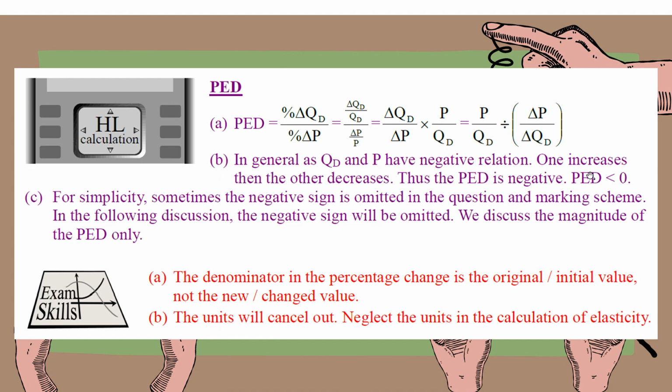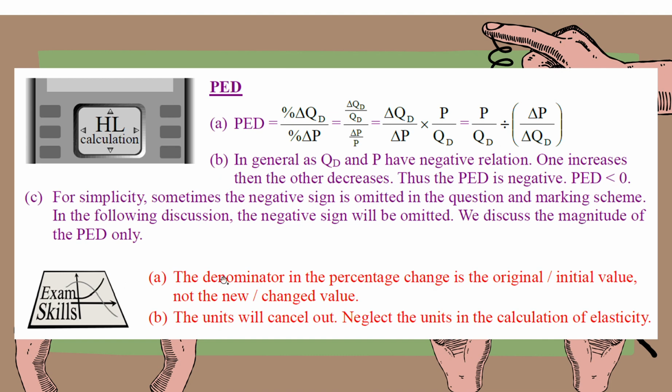The PED is negative, but as it is always negative, this negative sign might be neglected. In the following discussion, we don't want to talk about what is more negative or less negative, whether it increases or decreases. This is a little bit confusing. So as PED is always negative, we just state its magnitude, but always bear in mind it is negative.